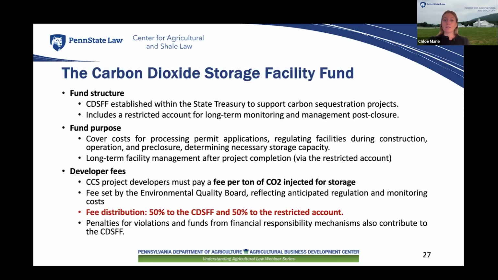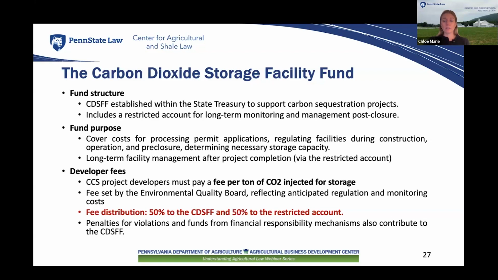So now the law sets up the carbon dioxide storage facility fund within the state treasury to support carbon sequestration projects, along with a restricted account within that fund. So the fund will help cover DEP's cost for processing permit applications, regulating storage facilities during construction, operation, and pre-closure, and determining the amount of storage capacity needed, while the restricted account is meant for costs associated with long-term monitoring and management of a storage facility after it has closed and the project is completed.